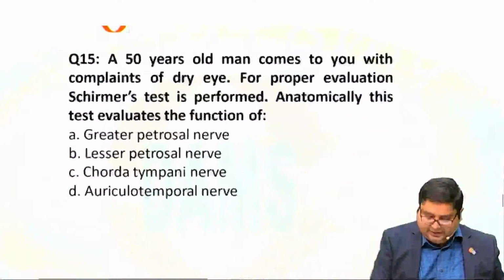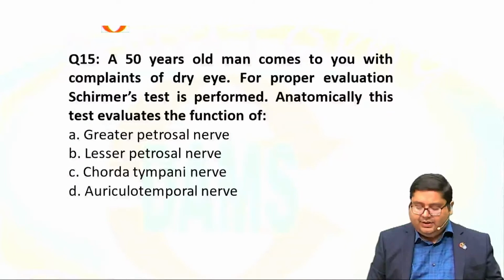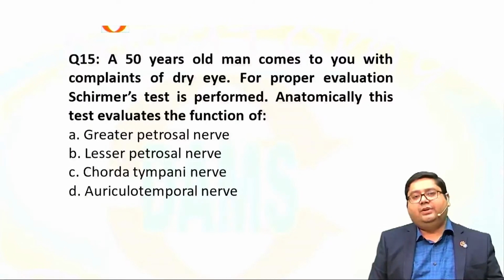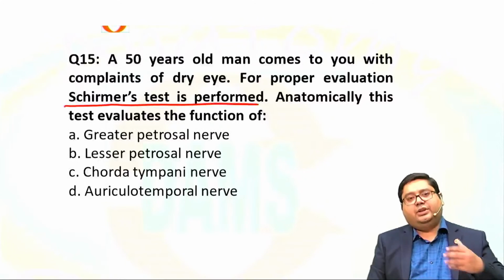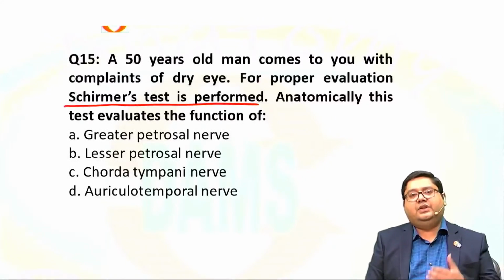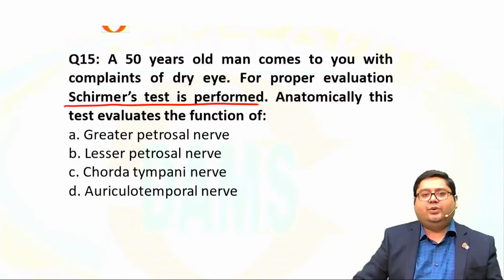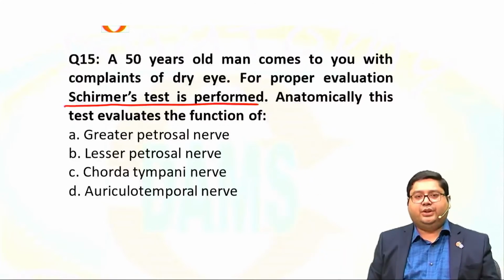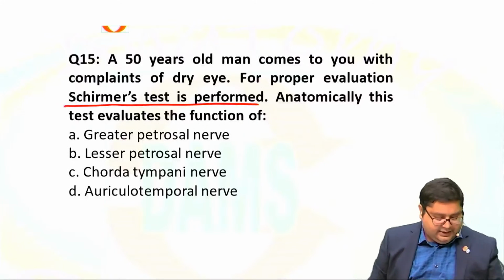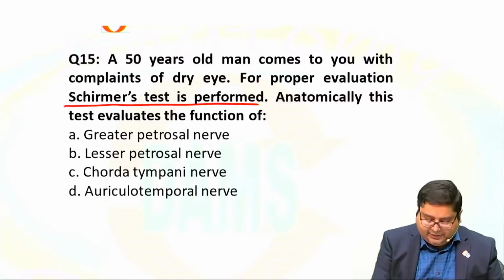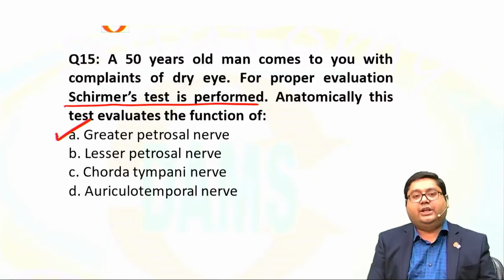Now this question: a patient comes to you with dry eye, and for the evaluation you do the Schirmer's test. You know the Schirmer's test is done for lacrimation, okay, and which nerve will be basically involved for lacrimation? So straightforward question. What is your answer? Yes, write your answer in the chat box. Yes, greater petrosal nerve. Very good to see that all of you are correct.